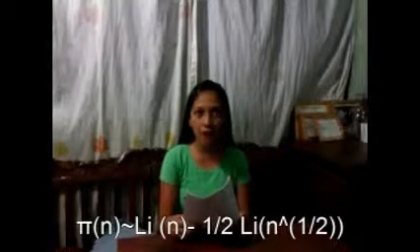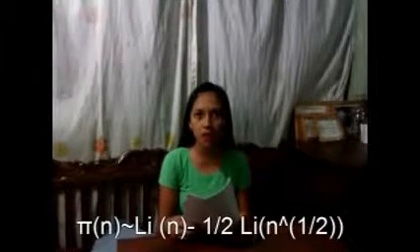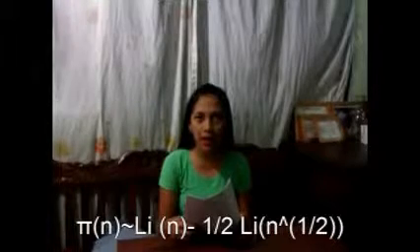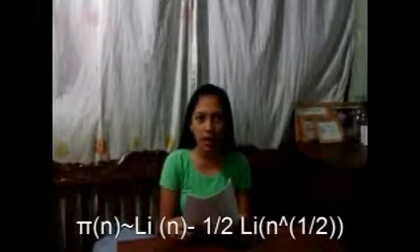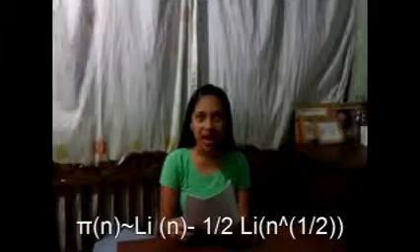Ingham, 1990, proved the prime number theorem using the identity of Ramanujan. Riemann estimated the prime counting function with pi of n approximately equal to Li of n minus 1/2 Li of n to the power 1/2, which is a better approximation than Li of n for n less than 10 to the power 7.